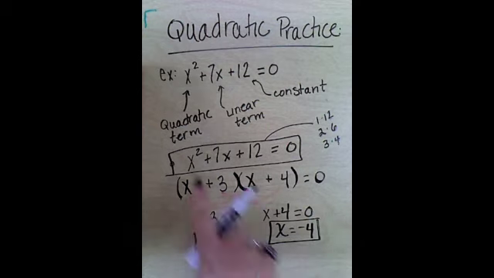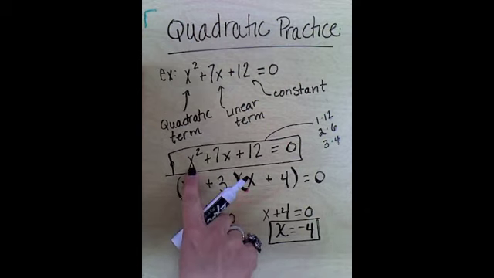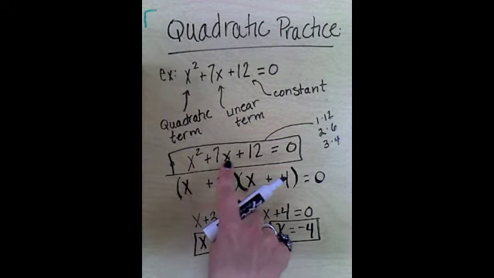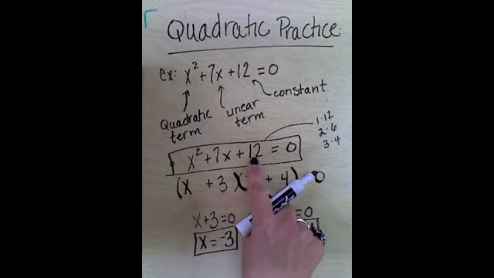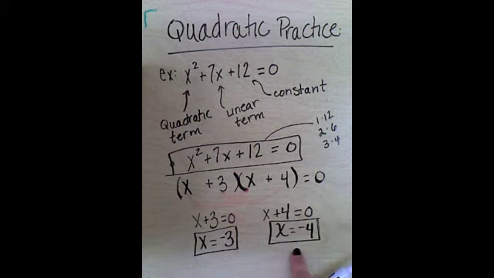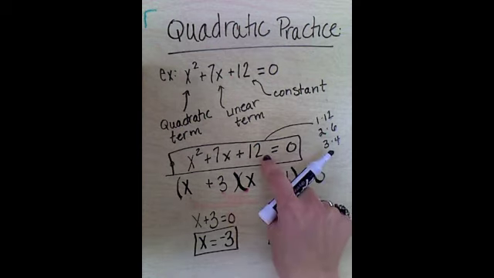If I plugged in negative 4, squared is 16. 16 plus 7 times negative 4 is going to be a negative 28. We again have a negative 12. Negative 12 plus 12 is 0, so you know both of them work. So these are the solutions for this quadratic equation.